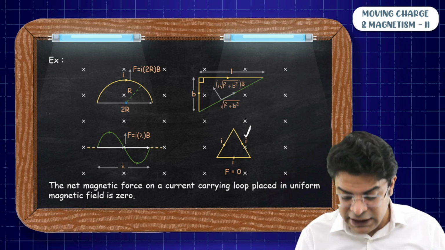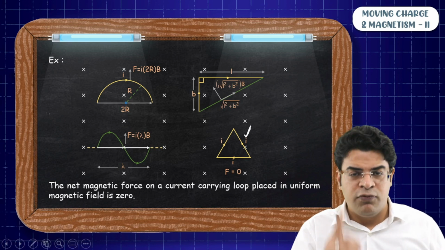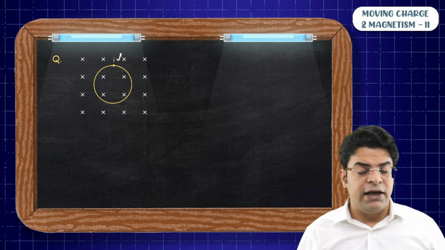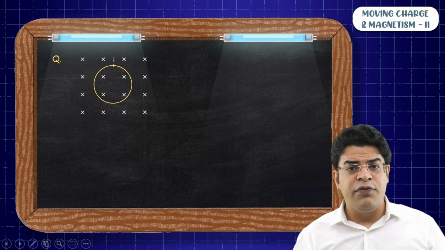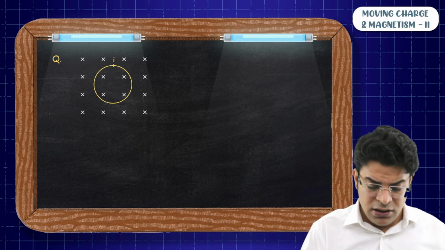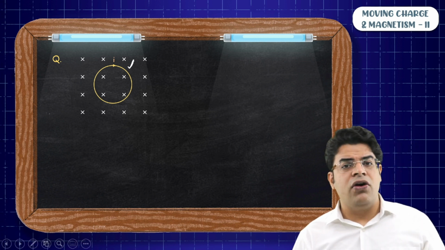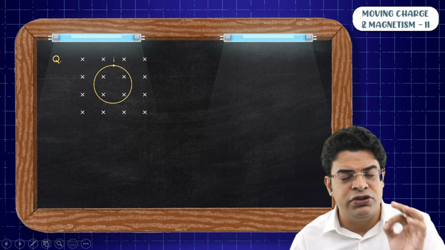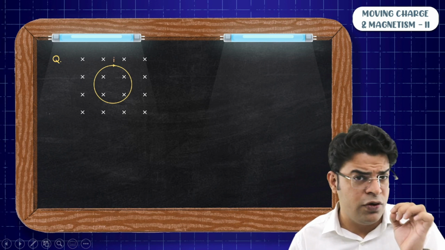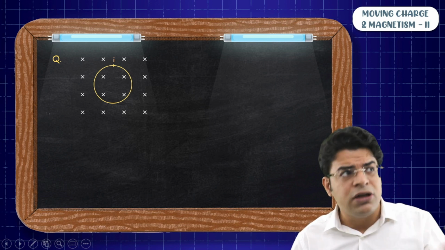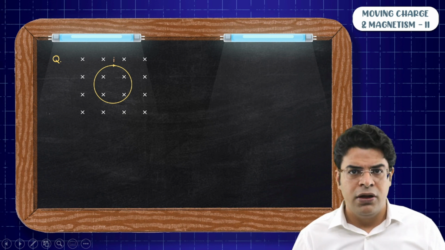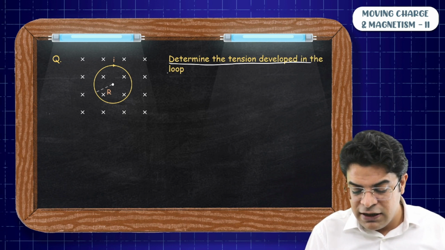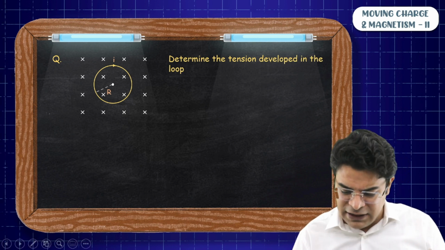Now based on this case, let's understand a little bit more, but first a question. You have got this circular current carrying loop placed in a uniform magnetic field. If I ask you what is the magnetic force acting on this current carrying loop, your answer should come within a fraction of a second, and you should say, if we have a current carrying loop placed in a uniform magnetic field, the effective length will be 0, so the magnetic force has to be 0, sir. But the question here is something else. The question is, determine the tension developed in the loop. What?